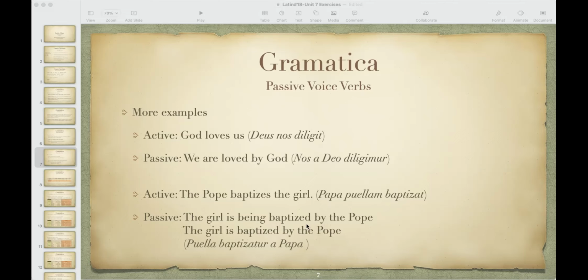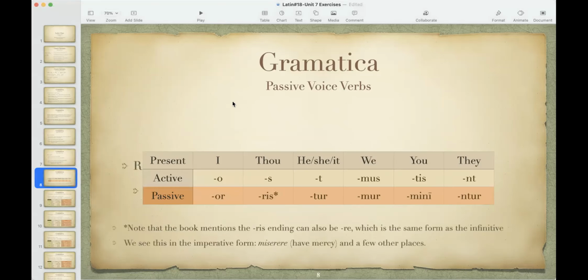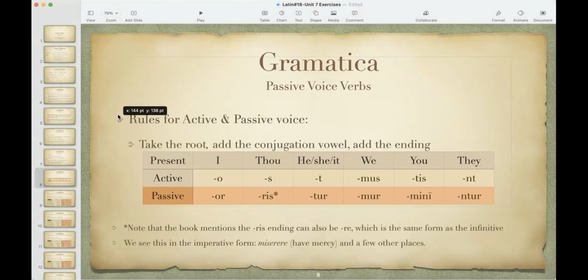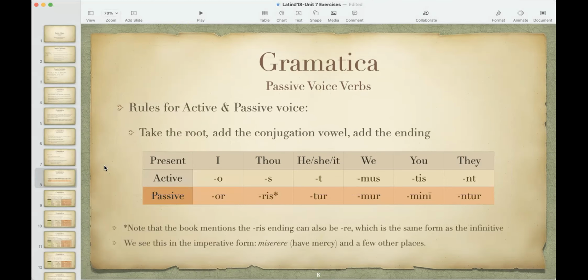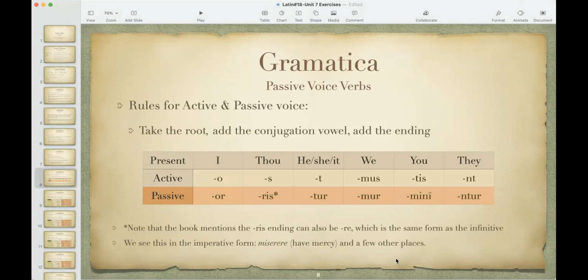So, anyway, where was I? Okay, the Pope baptizes the girl, Papa Puellum Baptizat. The Pope baptizes the girl. And then passive, you can either translate it as the girl is being baptized by the Pope, or the girl is baptized by the Pope. So puella baptizatur a papa. Since the Pope is not an inanimate object, we do have to use the a there in the ablative.